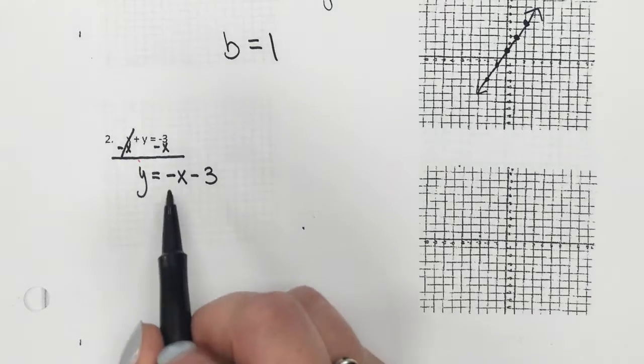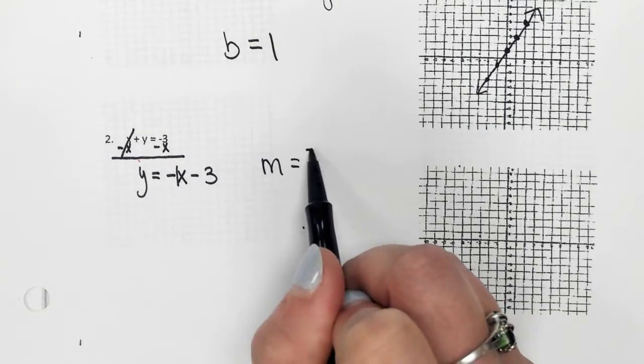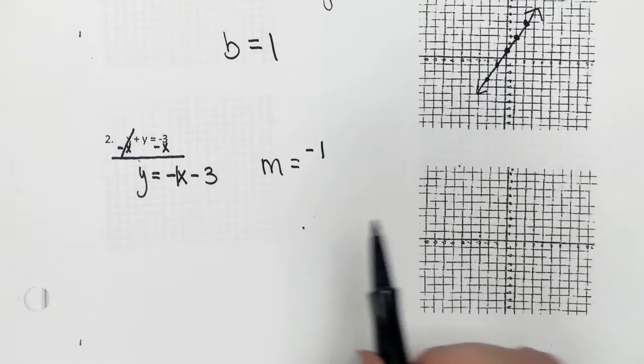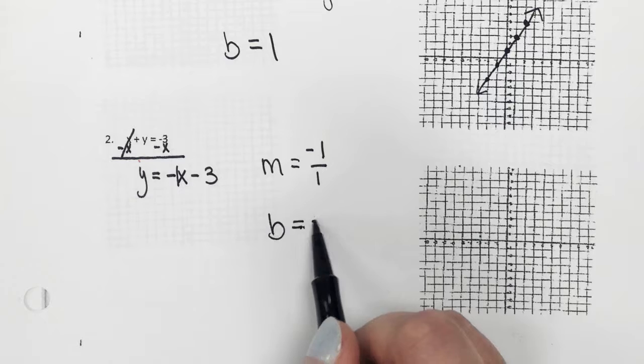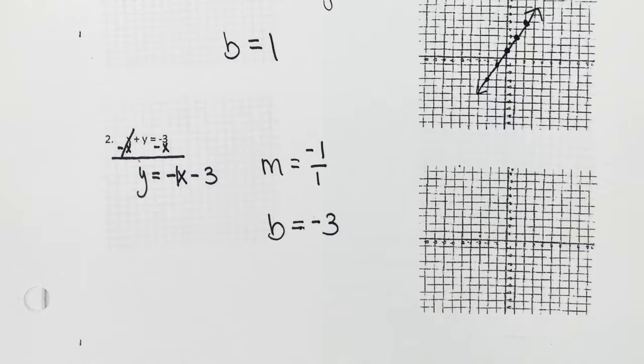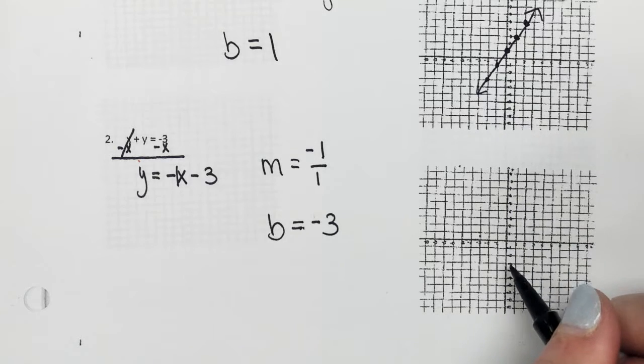All right, what number's in front of my x as my slope? Negative 1. All right, so my slope is negative 1. How do I make it a fraction? Over 1. And then my y-intercept is negative 3. All right, if it's the y-intercept, I'm going to go on the y-axis and go down 3.